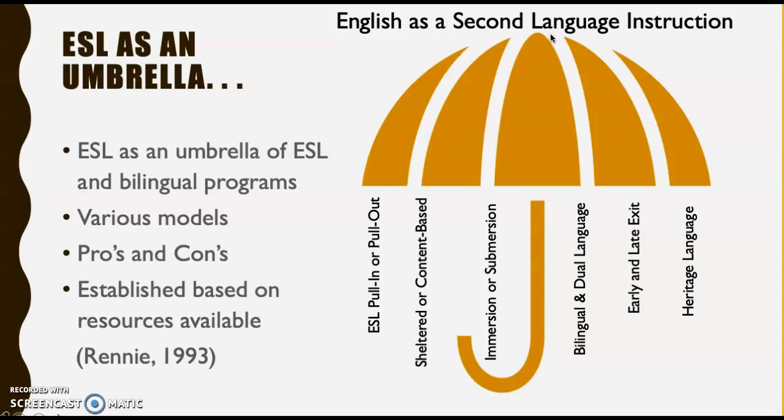So when I was learning this in my graduate classes, I remember drawing an umbrella because this is kind of how I learn. I drew an umbrella. I wrote ESL at the very top, and I also wrote some of the programs underneath. And so that's how I want you to think of it as well. So ESL is the overall umbrella, and under that umbrella, you have different models.